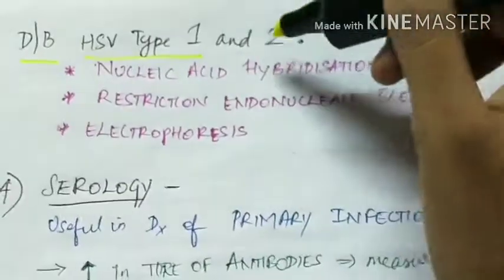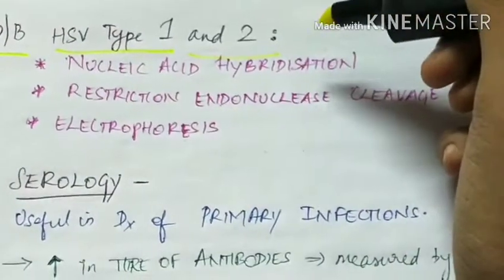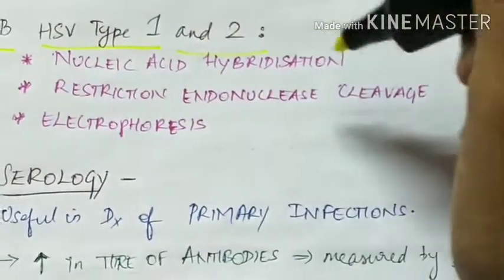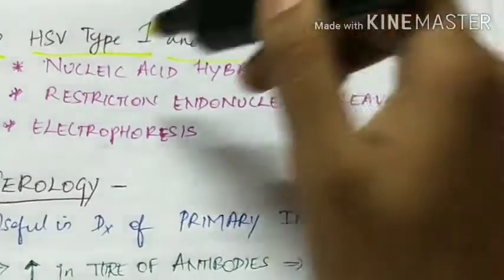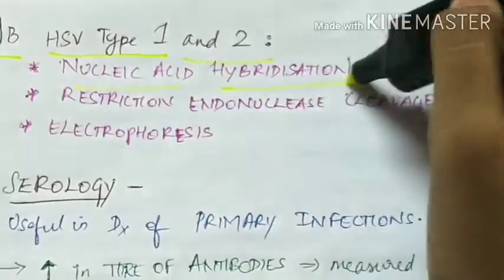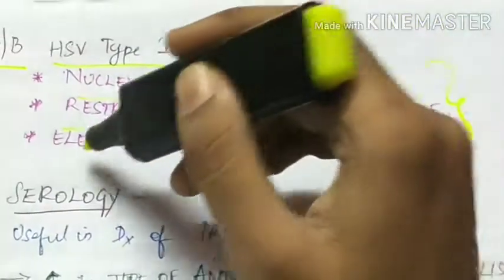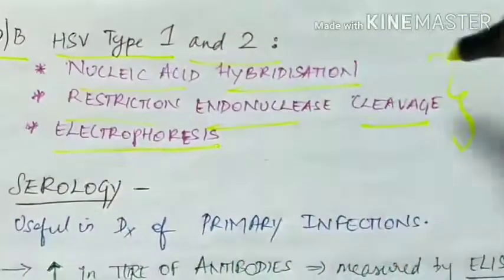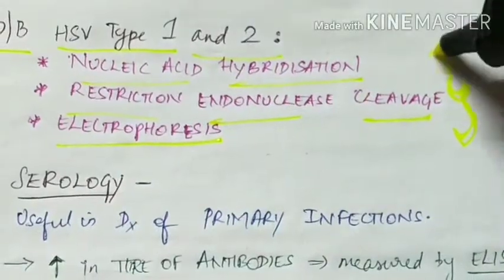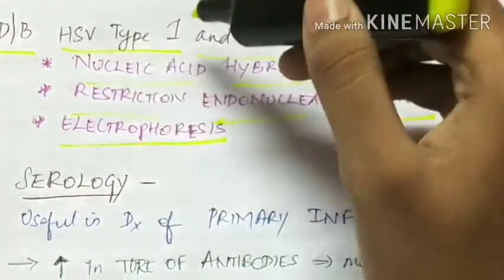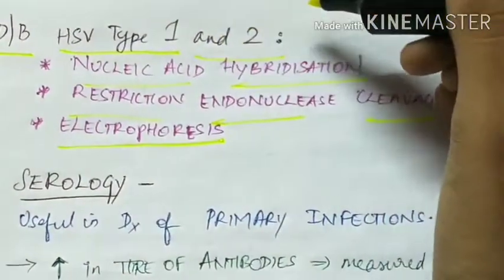The difference between HSV type 1 and HSV type 2. The difference can be found by either of these three: nucleic acid hybridization, restriction endonuclease cleavage, or electrophoresis. So these three methods are used to differentiate HSV type 1 from HSV type 2.